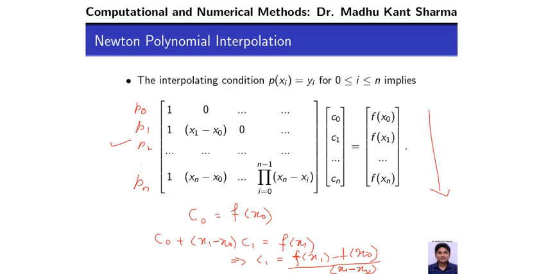So now C naught is depending clearly on x naught only. C1 is depending on x1 and x naught. If you go further, then you will realize that C2 is depending on x naught, x1 and x2. So this will give you the dependency of the constant Cn on x naught to xn. Similarly, what you observe is C naught is equal to f of x naught, and C1 is equal to f of x1 minus f of x naught divided by x1 minus x naught.